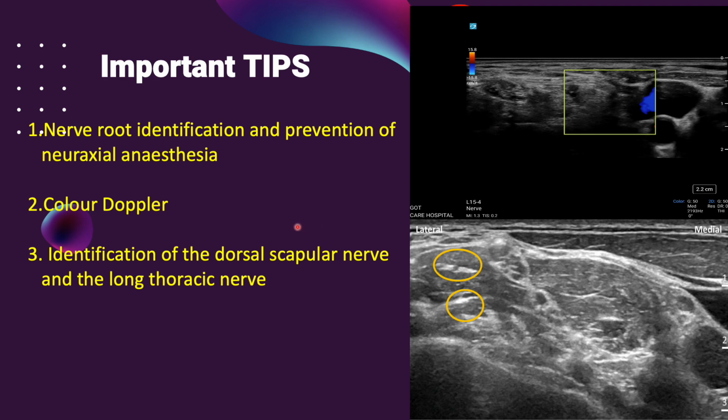The second important thing is to use color Doppler to make sure that the needle does not enter any of the blood vessels. Another important tip while doing the interscalene brachial plexus block is to identify the dorsal scapular and the long thoracic nerves which traverse the middle scalene muscle, and this is best done with a steeper needle trajectory to avoid these nerves, as they are usually found deeper at the interscalene level. In this ultrasound image you can see the dorsal scapular and the long thoracic nerves in the middle scalene muscle.